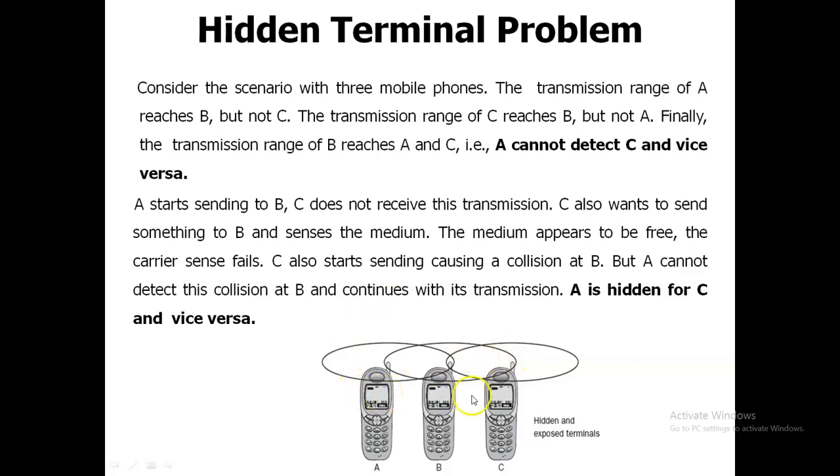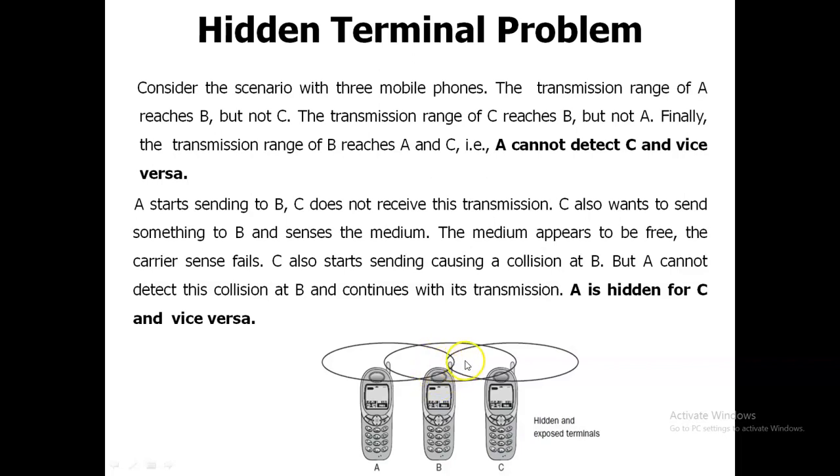For example, consider A is communicating with B. From A to B a connection has already been established and A is transferring some information to B. At the same time, if C also tries to communicate and sends some information to B, a collision will happen at node B.